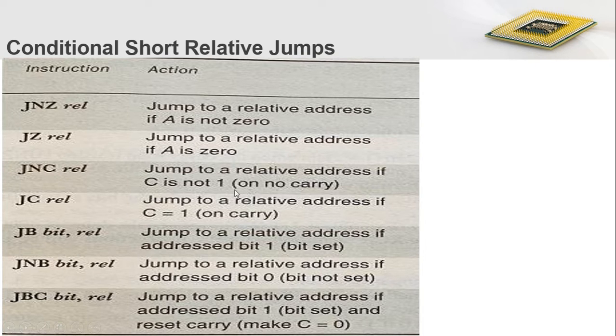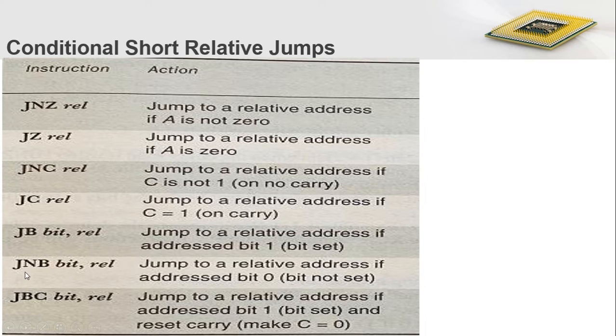If no carry exists, then it performs a jump to a relative address given here. JC means it jumps to a relative address given here if the carry is equal to 1. JB bit comma relative address means jump to a relative address if the addressed bit is equal to 1. This one indicates the bit address of a particular memory bit. So if that particular bit location has value 1, it performs a jump to this relative address given here.